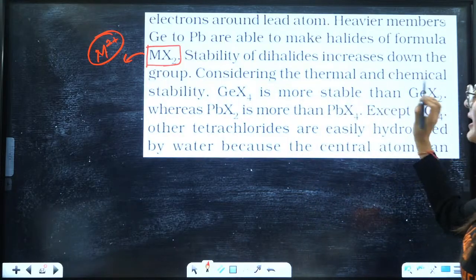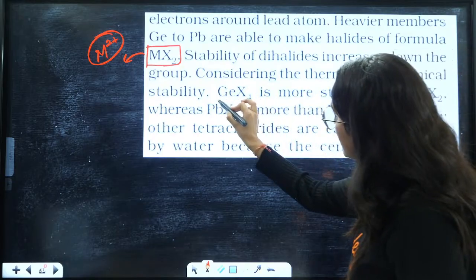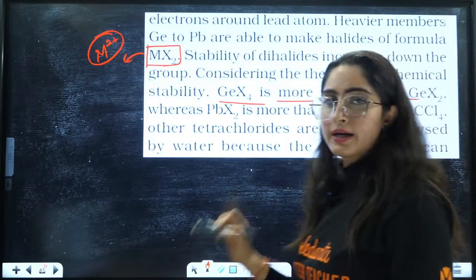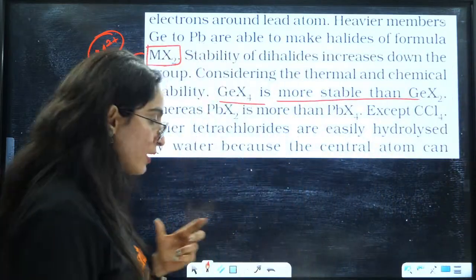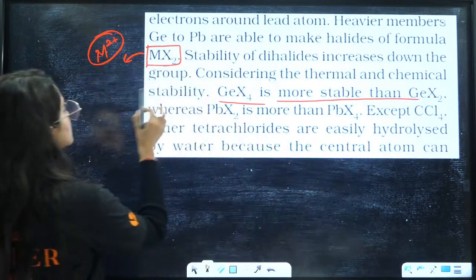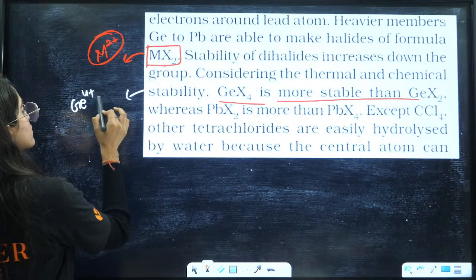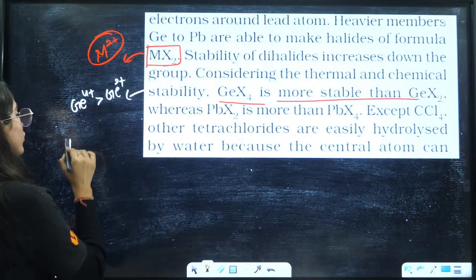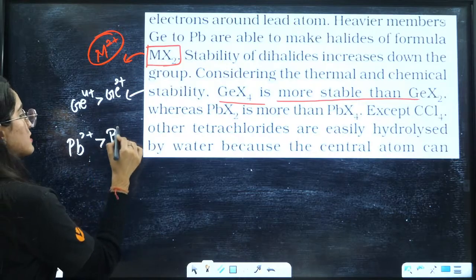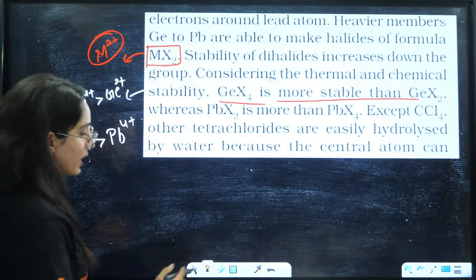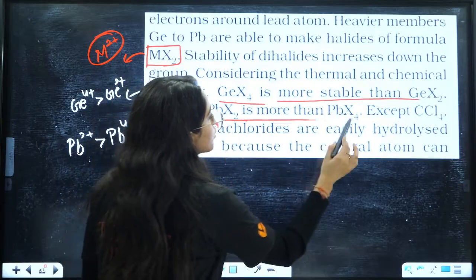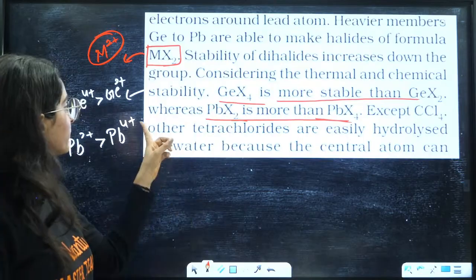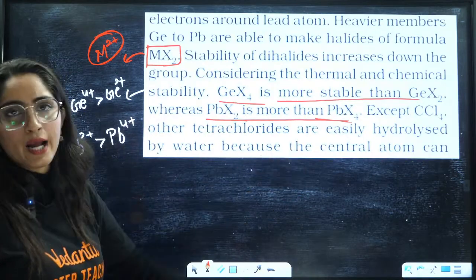Considering the thermal and chemical stability, GeX4, germanium tetrahalide, is more stable than germanium dihalide. Can you tell me why? Because germanium 4 positive is more stable as compared to germanium 2 positive. But Pb2 positive is more stable as compared to Pb4 positive. That is why PbX2 is more stable as compared to PbX4, right? Except CCl4, other tetrachlorides are easily hydrolyzed, right?